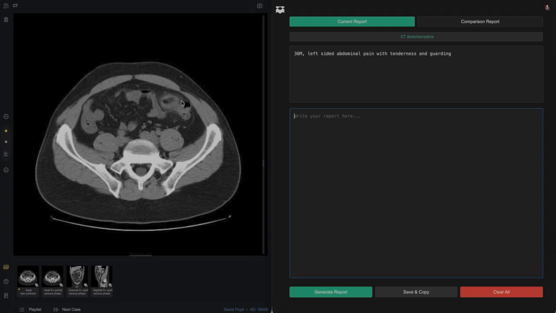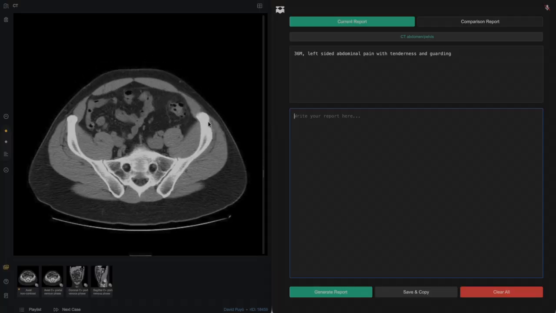And the other key observation here with this case is that there is central fat density material. Look, it's the same as the subcutaneous fat or the retroperitoneal fat or the intraperitoneal fat. We can see that same fat attenuation within the center of this inflammatory focus, which gives us a really nice clue for the likely diagnosis here.